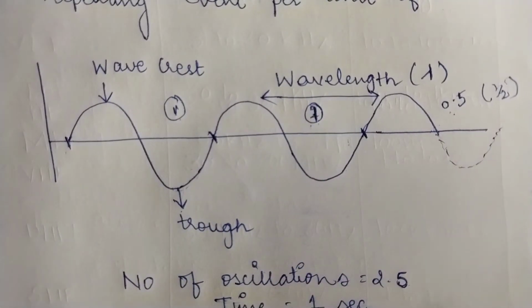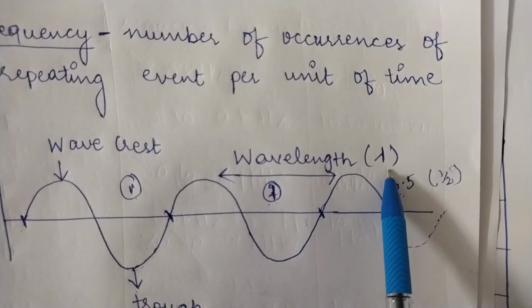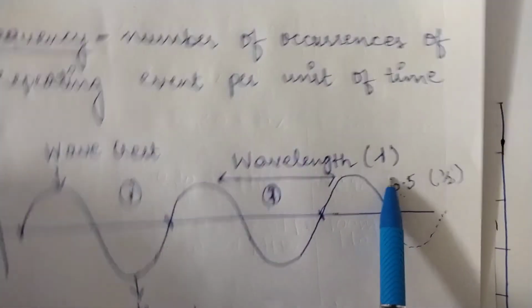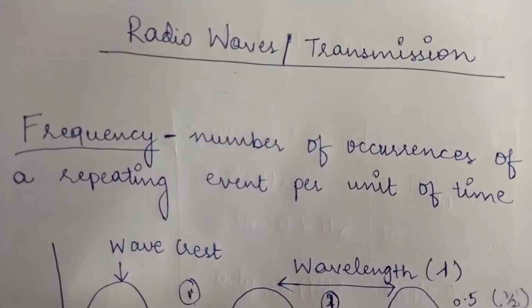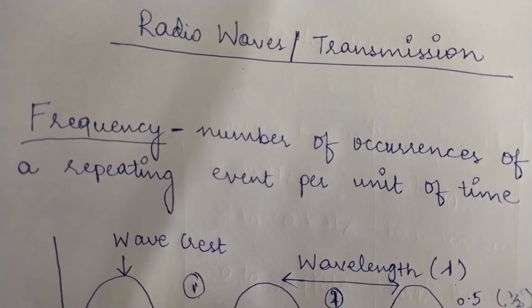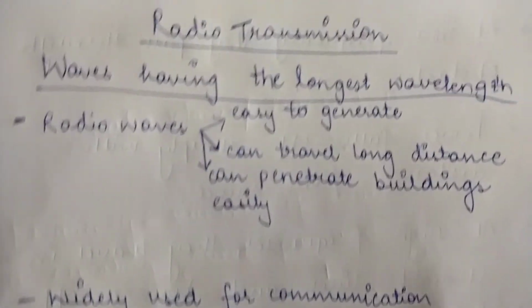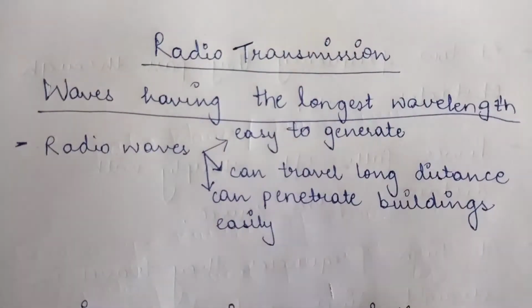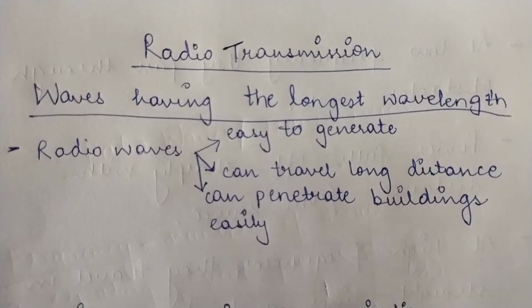A frequency is always denoted by small f, and the wavelength is always denoted by lambda, right? So this is the concept of frequency and wavelength in a radio transmission. It was very important for you all to know these two terms. Now let's proceed with the actual topic, that is the radio transmission or radio waves in the unguided or wireless transmission.